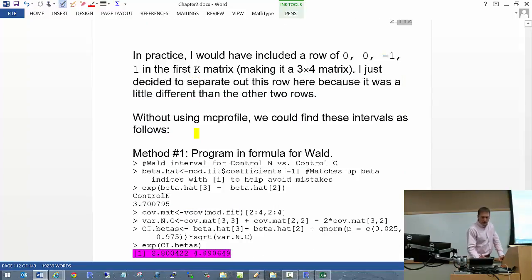Okay, just a little quick note here. You notice I use MC profile essentially twice, where there's 3 possible odds ratios that we could find, and I decided to use MC profile twice. The first time was because the intervals were easier to find, because it was only involving 1 beta. And then the second time we used 2 betas. In practice, what I would do is just put everything into 1 K matrix and just use MC profile once. Make a note to myself for just a second.